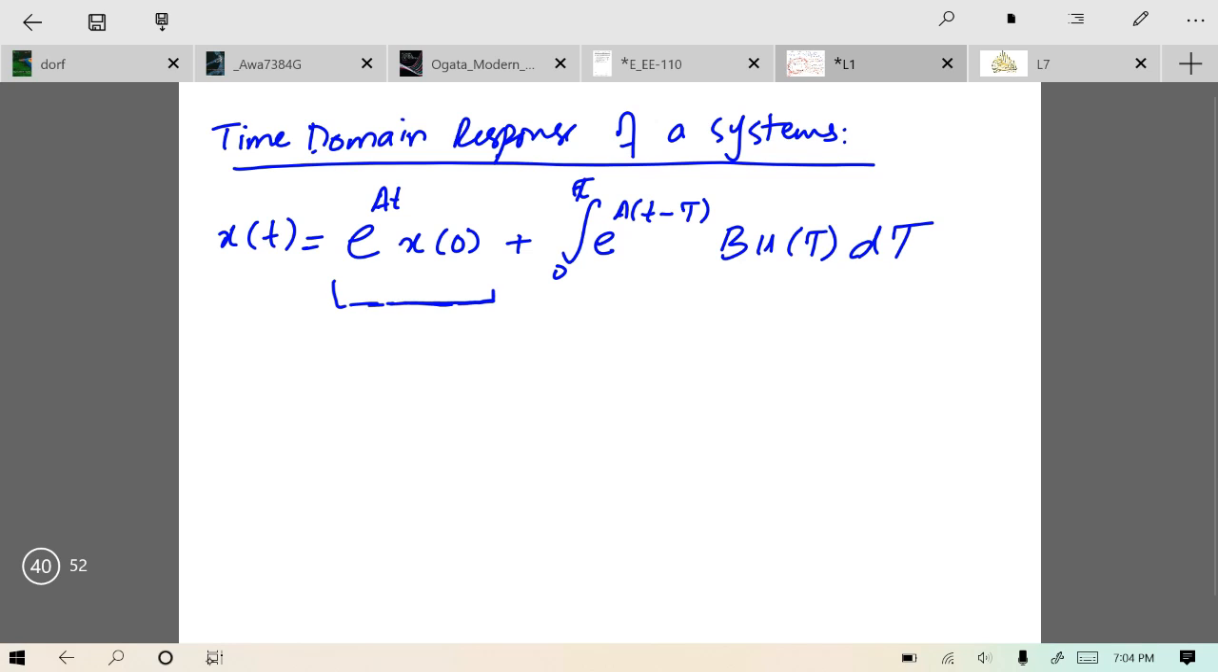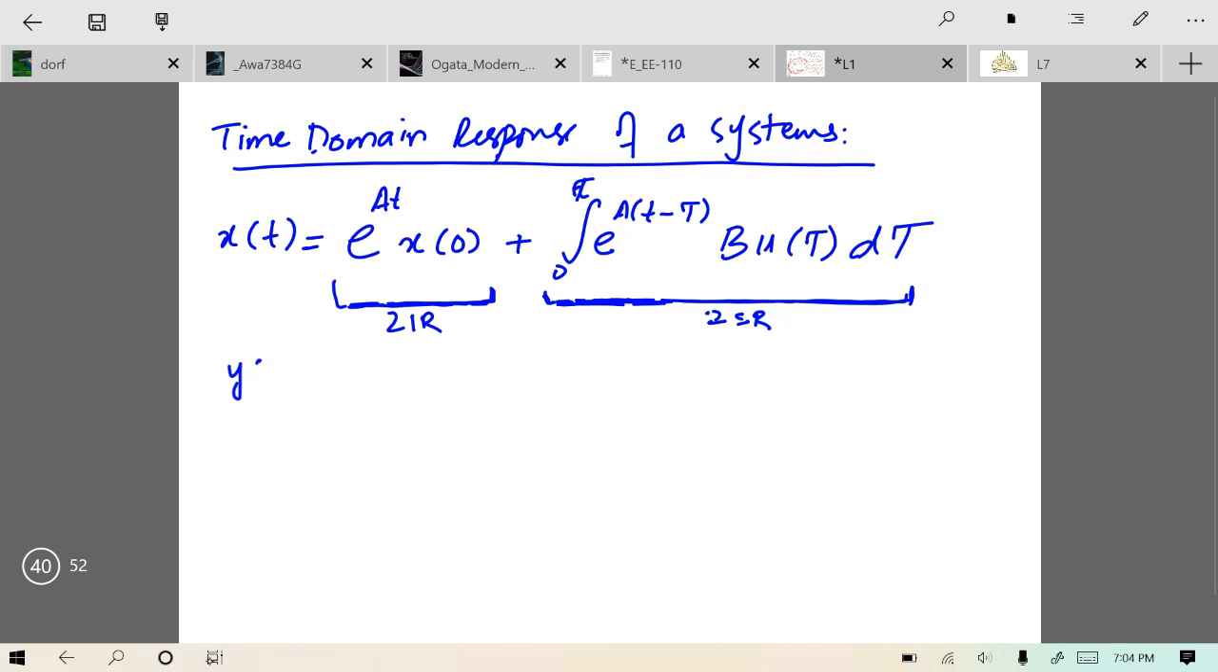This portion we discussed was the zero input response, and this portion we discussed was the zero state response in time domain. This is the zero state response, this is the zero input response, and the zero input response and zero state response combined can give you the overall system response.